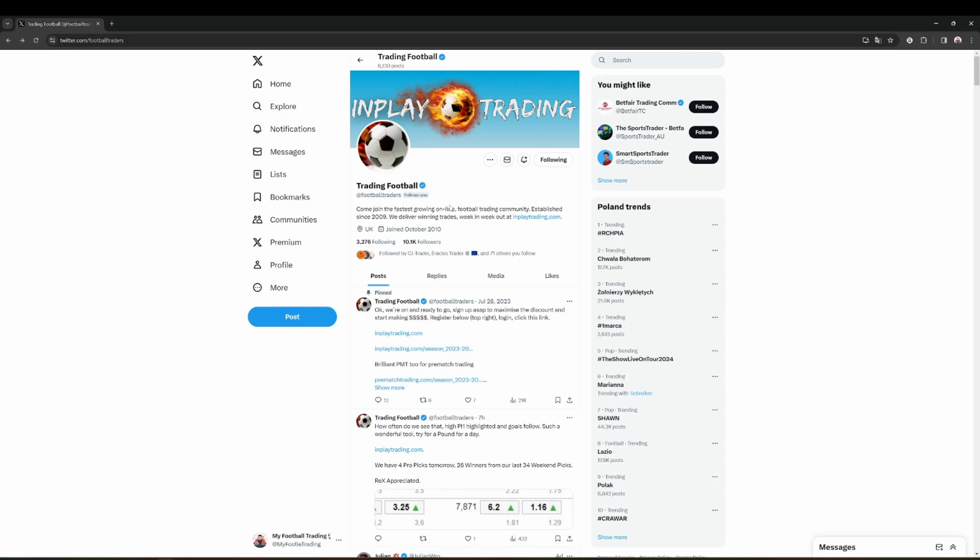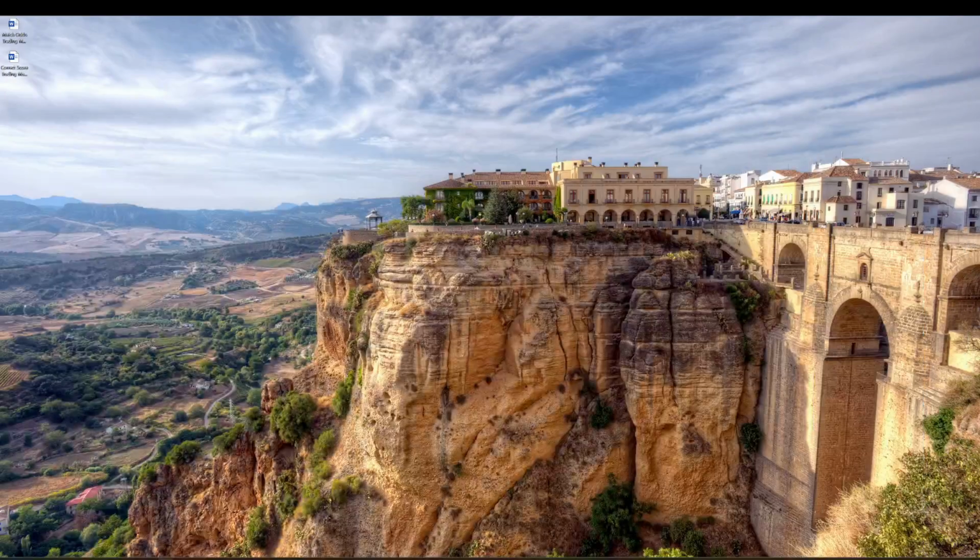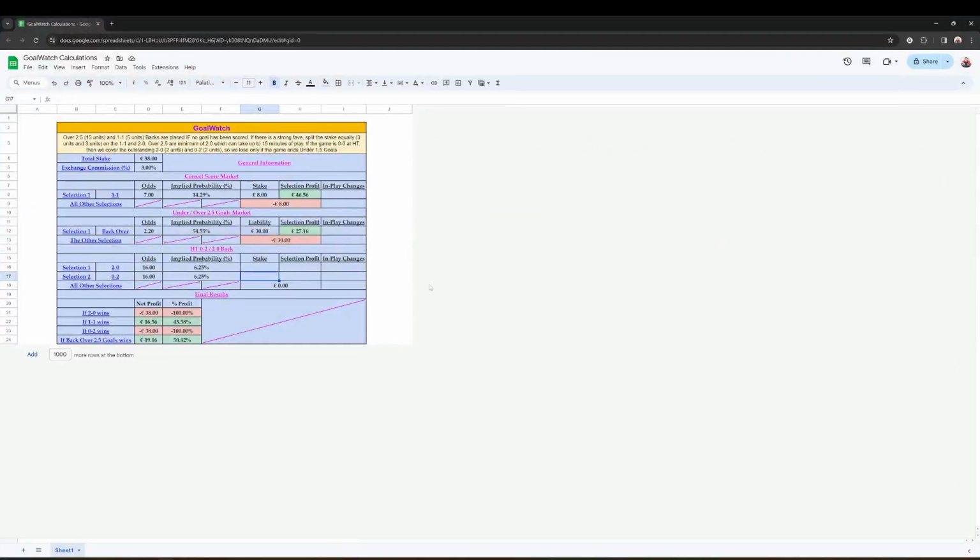So again, what I will be talking about and the GoalWatch strategies is nothing confidential. It has been presented already, and it is available publicly, all the information. But at least in case some of you don't know it, I will explain. And again, kudos to football traders. So the GoalWatch strategy is, and it's again my spreadsheet, is in short a strategy where you back 1-1 and you back over 2.5 goals.